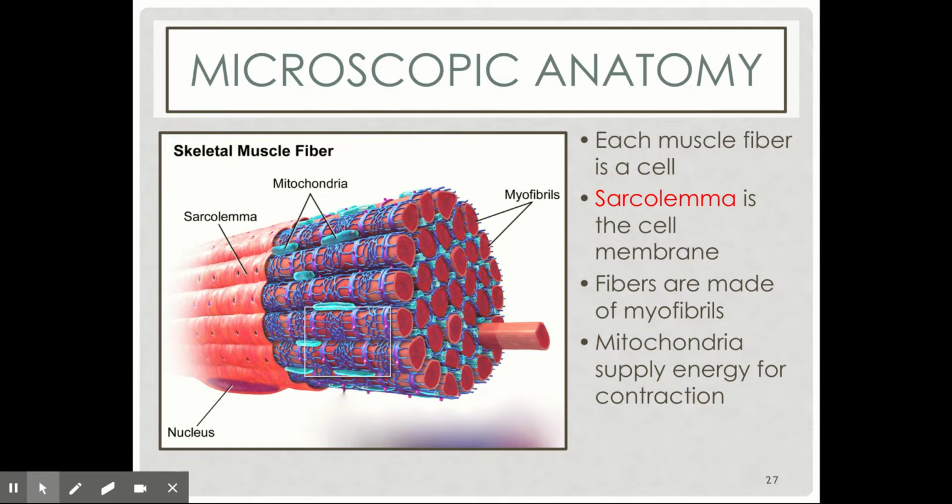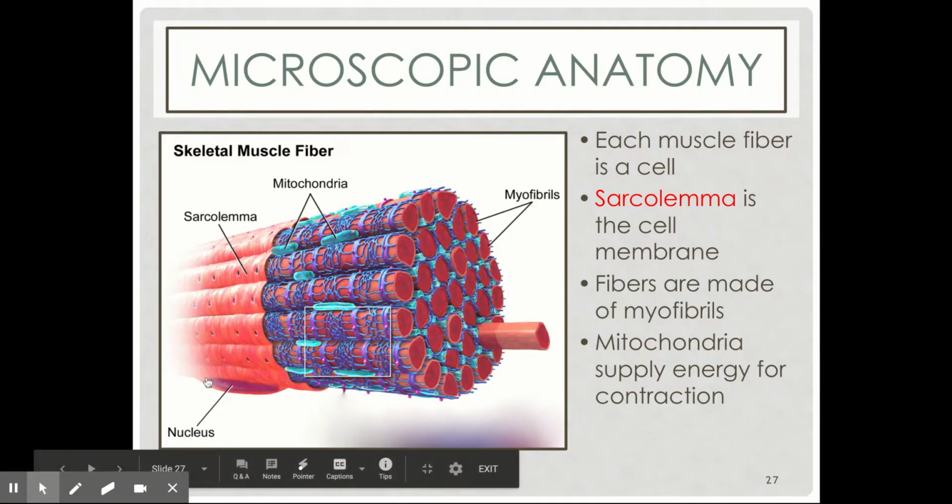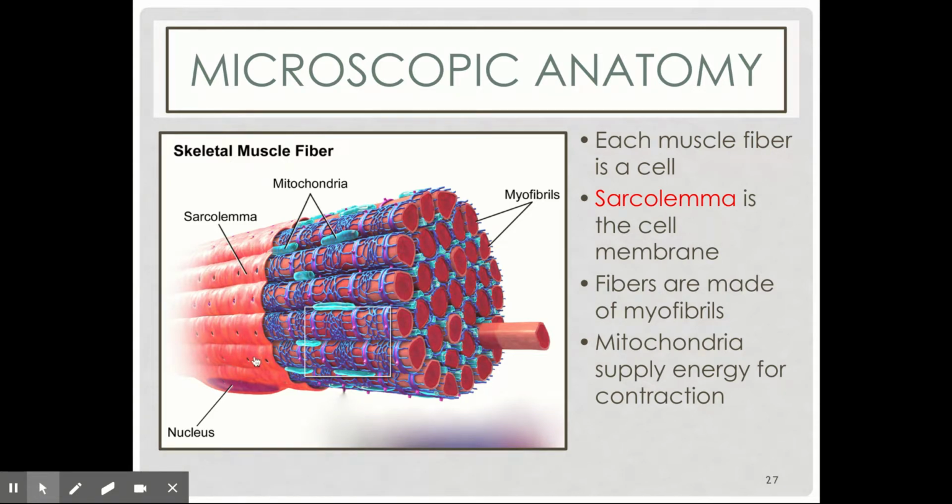Your sarcolemma is another word for the cell membrane. So you can see, here is your cell. You have mitochondria, just like a normal cell. You have your nucleus, just like a normal cell. So there has to be a wrapping on the outside, and that's your sarcolemma here, also known as the cell membrane.